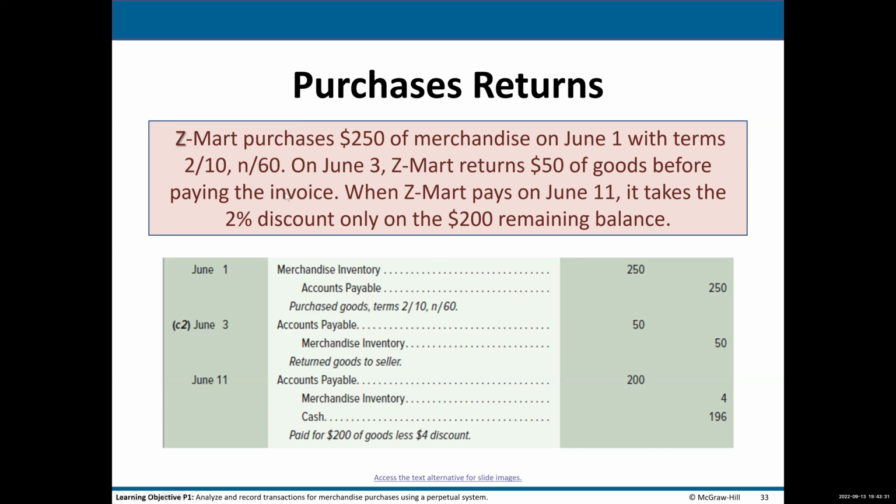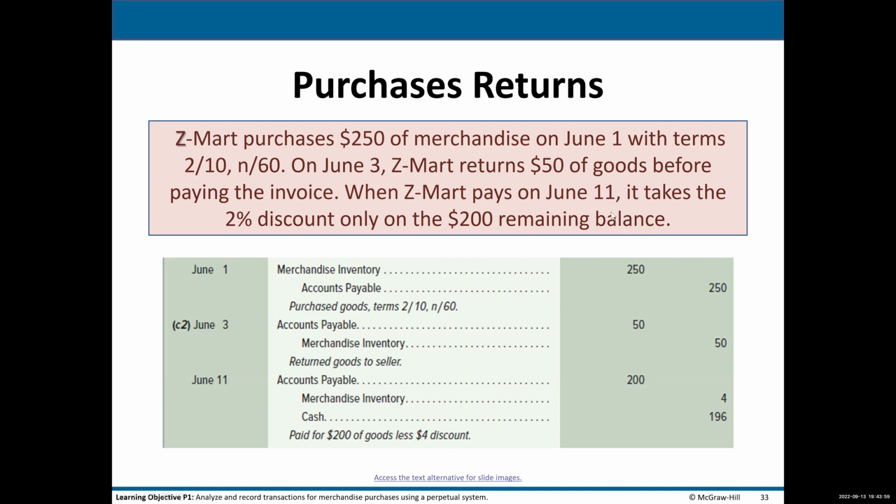Okay, we're returning our goods. So we're going to return the goods. We're going to reduce our asset because we're giving back $50, and we don't owe it anymore because we returned it. Debit accounts payable, credit merchandise inventory. Now, when Z-Mart pays on June 11th, it takes the 2% discount only on the $200 remaining balance.